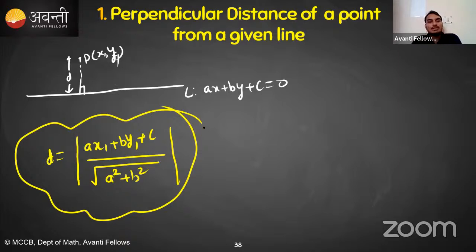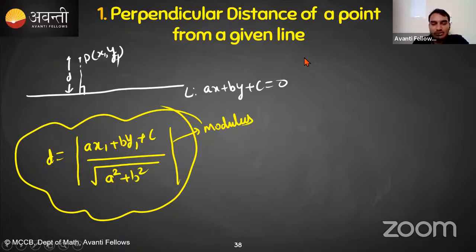What is the perpendicular distance, and how are you getting it? If you want to find the perpendicular distance of point x1 comma y1 from this line, simply replace x and y with the point x1, y1, and take the under root of a square plus b square in the denominator. And why this modulus? Because we are interested in the distance, so it has to be positive. So that's why modulus. Is this clear, students? What is the perpendicular distance of a point from a line? Mod of ax1 plus by1 plus c upon under root a square plus b square. Simple. As simple as that. Clear?